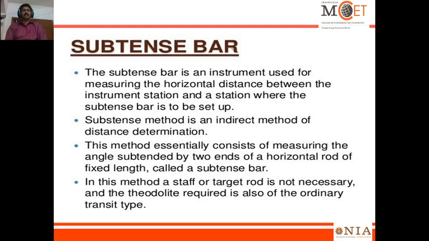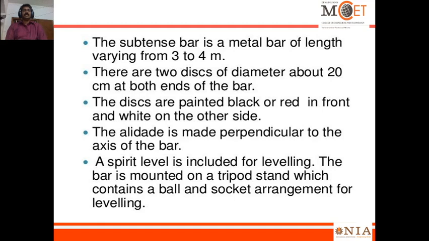This method essentially consists of measuring the angle subtended by the two ends of a horizontal rod of fixed length called the subtense bar. In this method, a staff or target rod is not necessary, and the theodolite required is also an ordinary transit type. The subtense bar is a metal bar of length varying from 3 meter to 4 meter, either 3 meter or 4 meter. There are two discs of diameter about 20 centimeter at both ends. In our case, it is in triangle shape, right? The discs are painted black or red in front and white on the other side. In our case, it is in white.